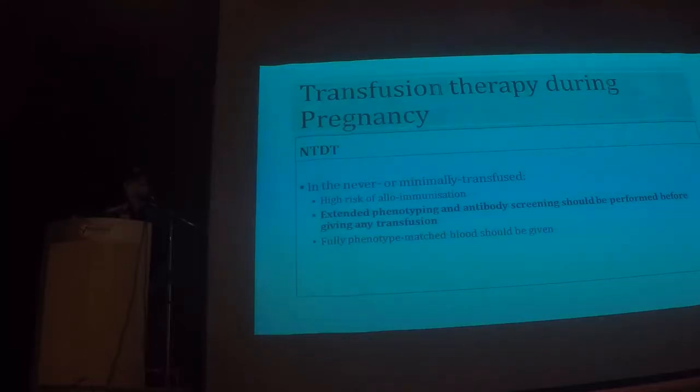Now, I just have to reiterate this again because we frequently miss a lot of patients, especially in the smaller hospitals. They come to us already transfused, and we are not able to do the phenotyping. Fortunately, most of our patients don't develop antibodies, but if you do get one, it might be a nightmare.